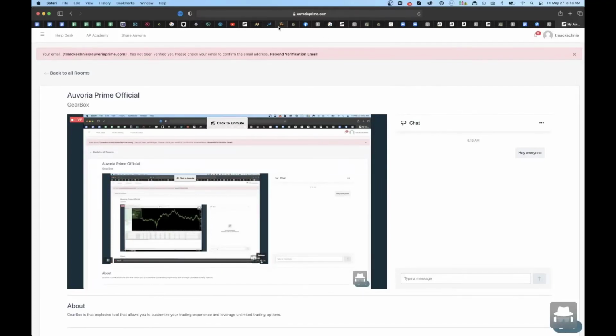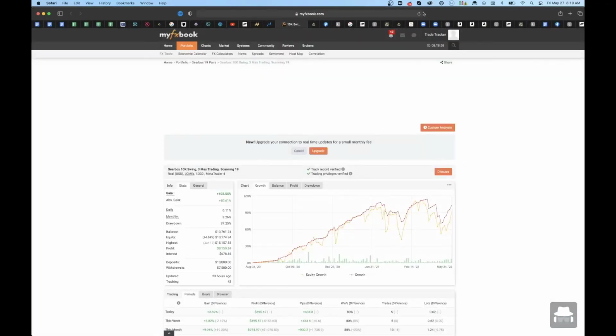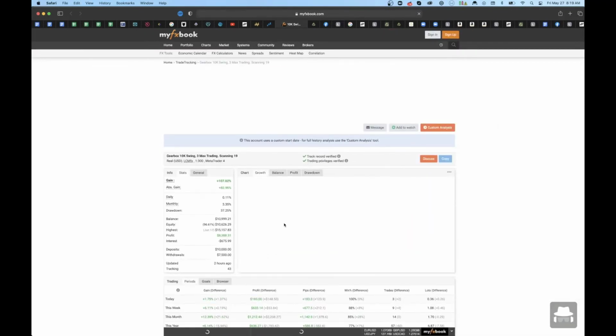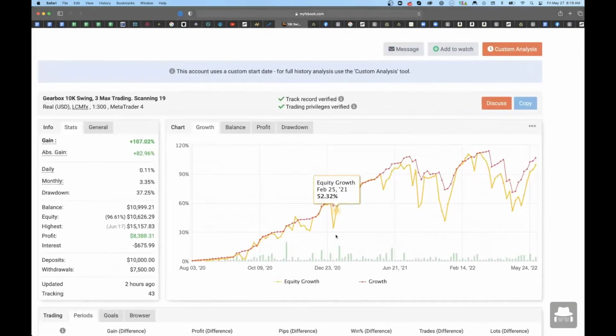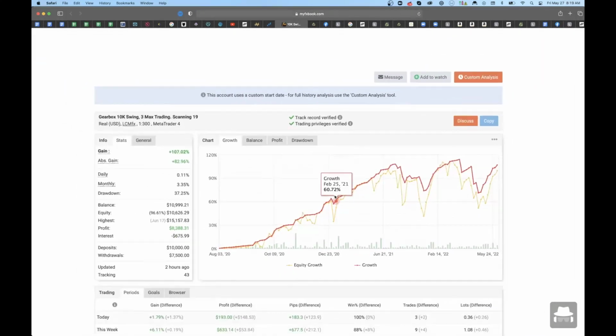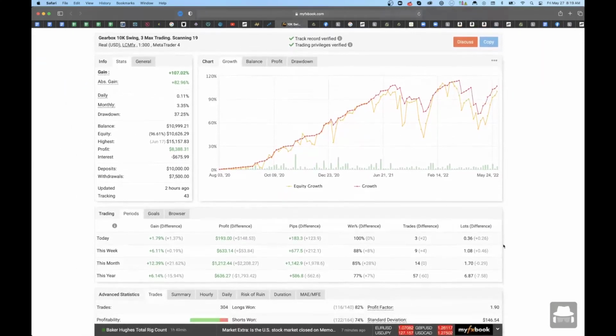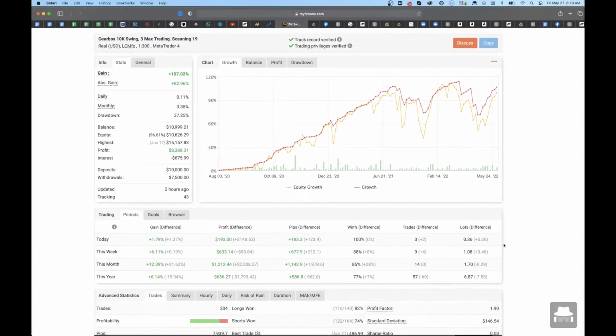We're going to go over here to my FX book, and we're going to refresh this one as it has made more profit today. Really important to note, I love showing this stuff. Look at this. This account has taken losses. It went through the Ukraine war. It's gone through some crazy volatility, but it's still won 78% of trades.